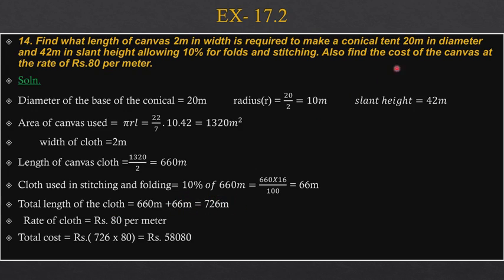Now, the cost of 1 meter of canvas is rupees 80. So, the cost of 726 meters will be rupees 58,080.